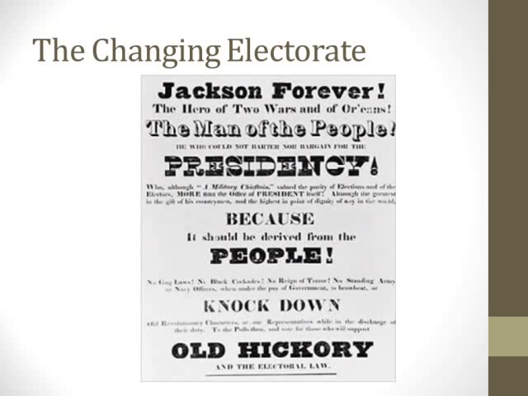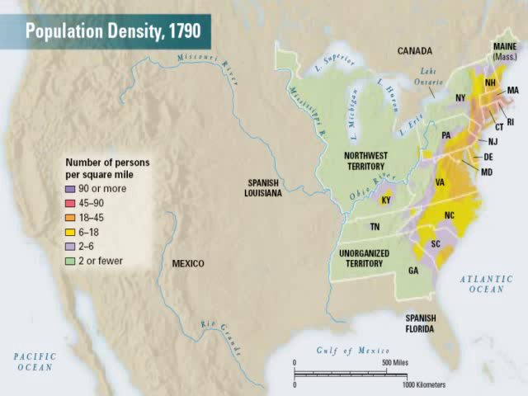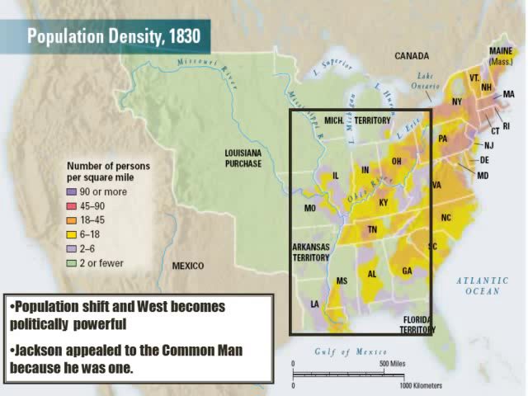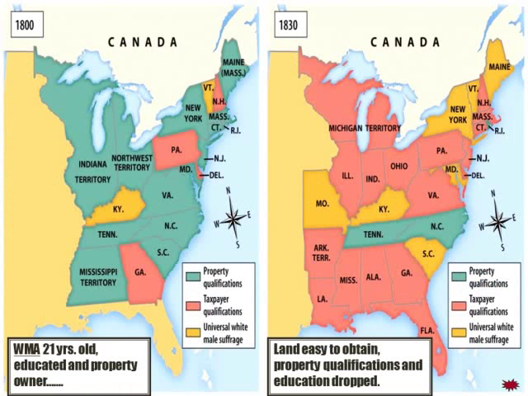So, the electorate is changing, and as a result, this will definitely help Andrew Jackson. The first is that there are more and more people moving out west, so that's definitely a plus, as well as, again, less property restrictions, which means who can now vote?